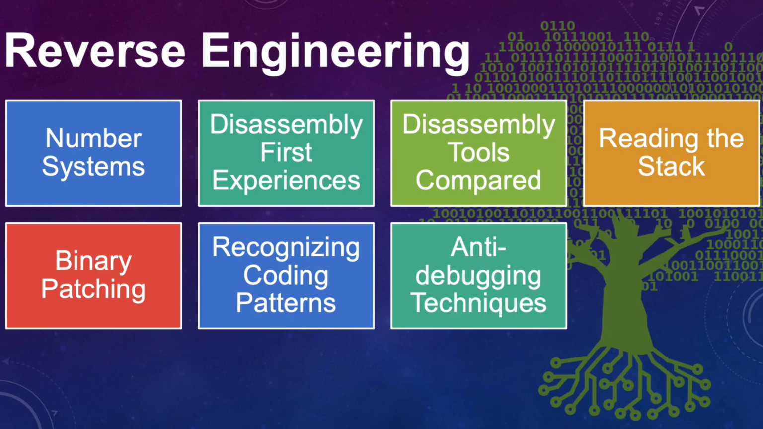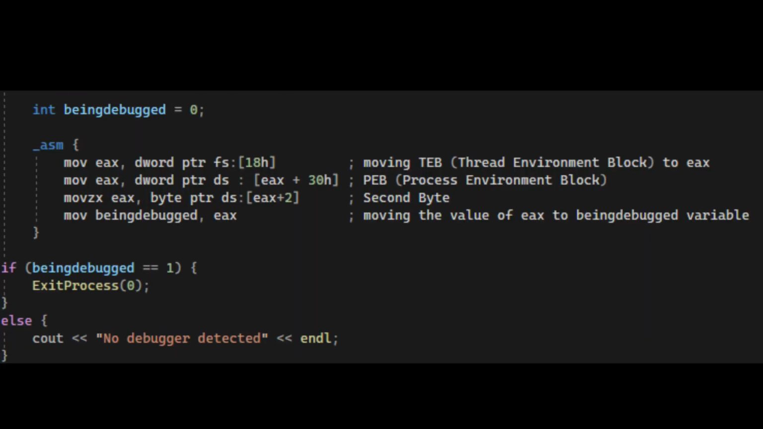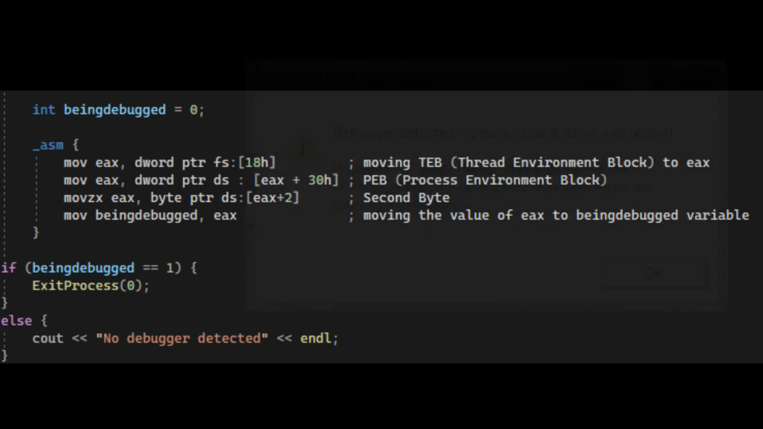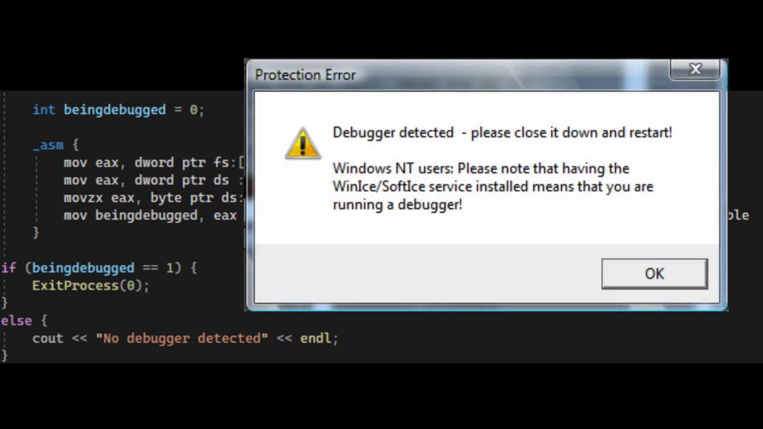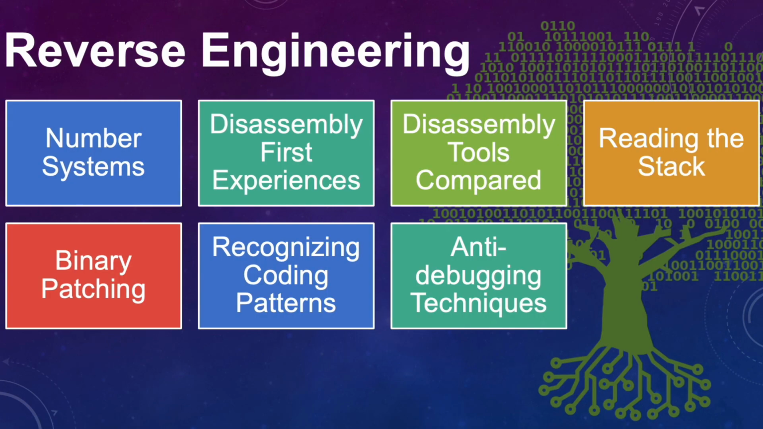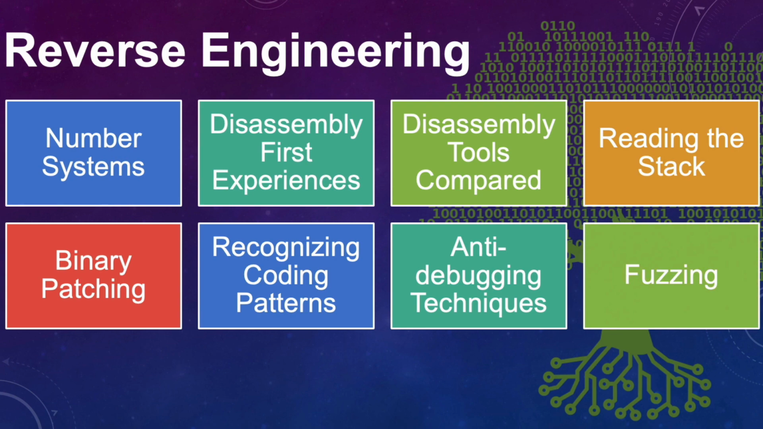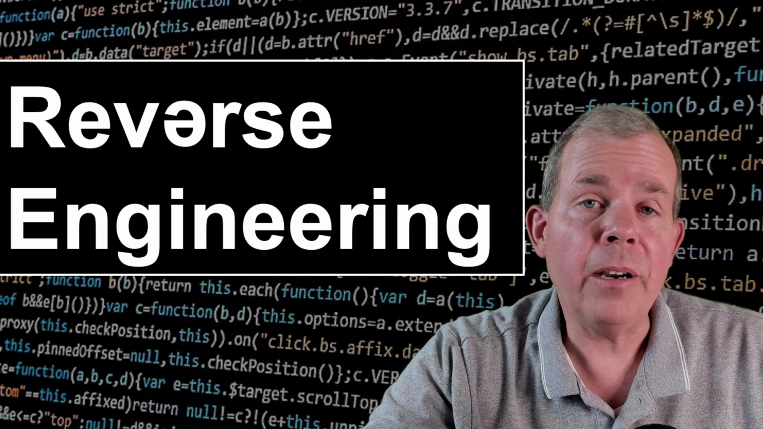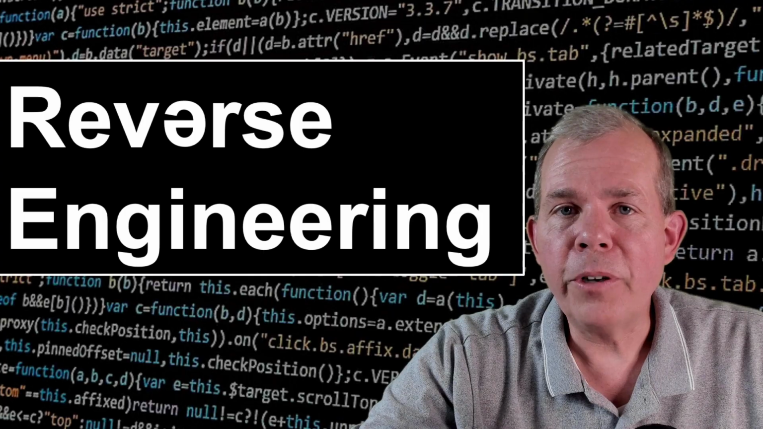And then anti-debugging techniques is the ability to take a piece of software who is trying to hide from you. So this is a cybersecurity topic where we are looking at software that knows that you are reverse engineering it and you're trying to avoid that. And then finally, we'll do some fuzzing techniques. So this whole course here is about software reverse engineering.